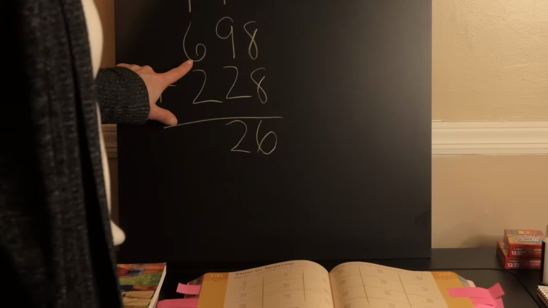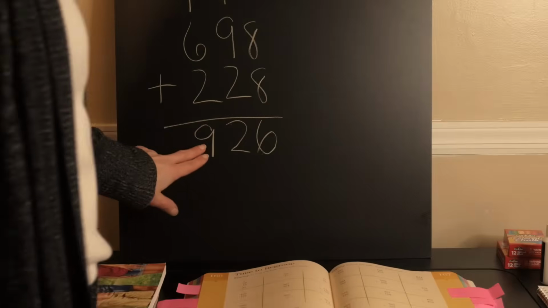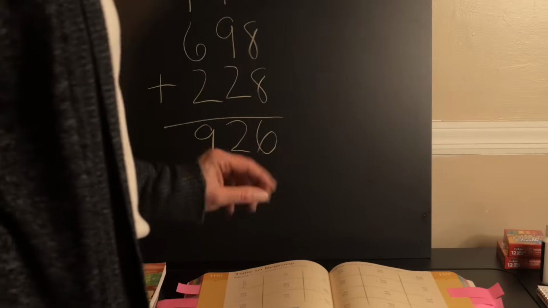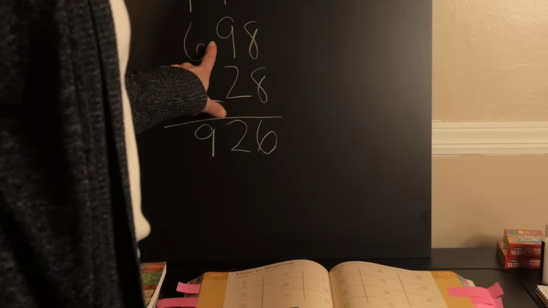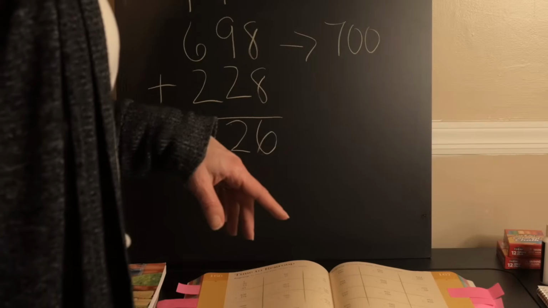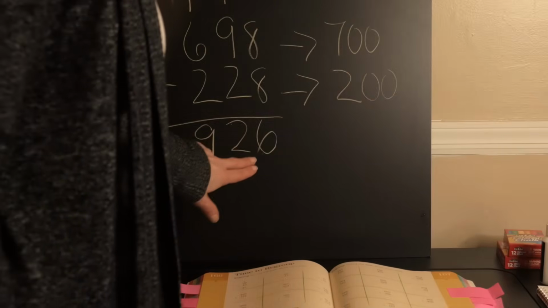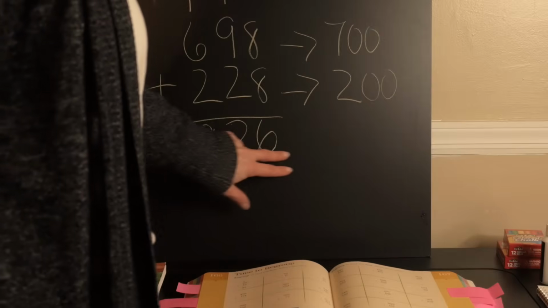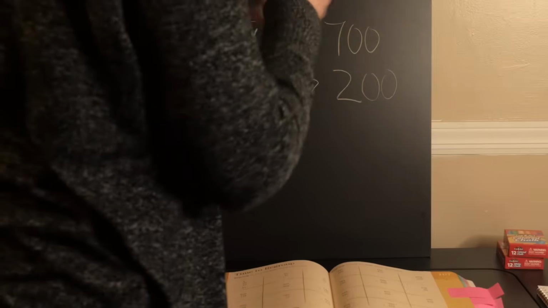Now let's add up our hundreds column. We have 6, 7, 8, and 9. Alright, so our answer to this one, 926. And does that make sense to you if we estimate? If we estimate the 698, that would be 700. And if we estimate the 228, that would be about 200. Okay, so our answer does make sense. We can see that 700 and 200 is roughly 900, and our answer fits. Alright, it's always good to check your work, and estimating is a great way to do that.